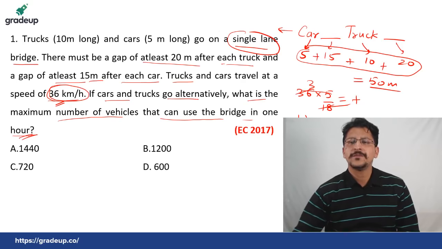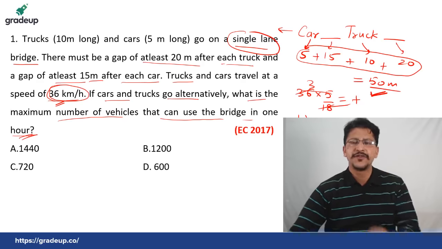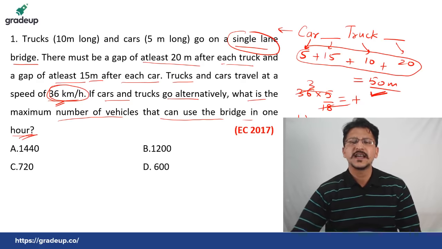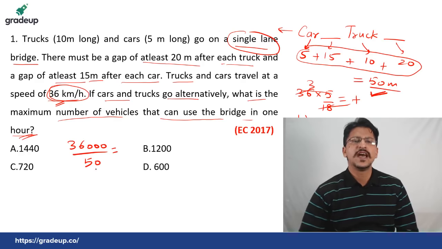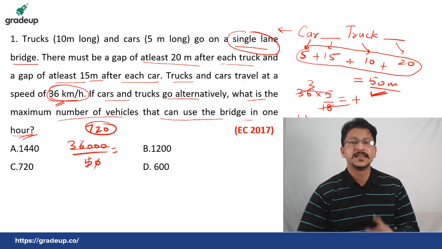Okay, so one lot occupies a space of 50 meters. The total distance they can cover is 36,000 meters. So 36,000 meters divided by 50 will give you the answer. Okay, what will be that answer? That answer will give you 720. But this is not the answer.